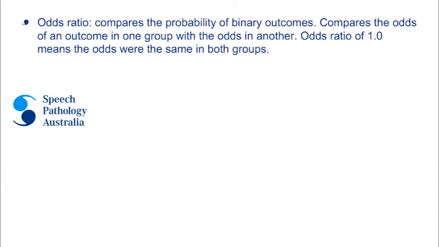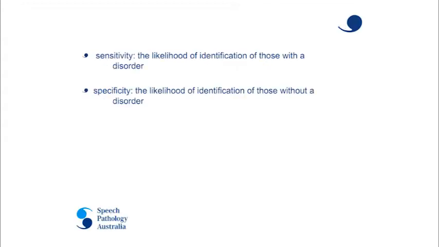can be infinitely large. Finally, you'll sometimes see reported measures of sensitivity and specificity. These are relevant within diagnostic studies. So, sensitivity tells us the likelihood of identification of those who have a disorder, while specificity tells us the likelihood of identification of those without a disorder. It's expressed as a percentage or as a decimal. The higher the percentage, or the closer to 1, the better the result.